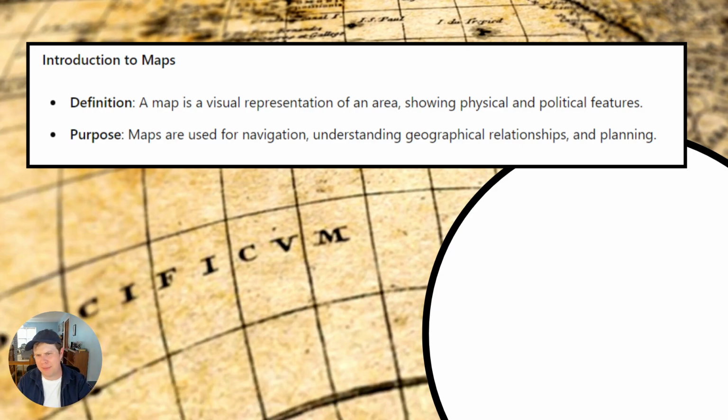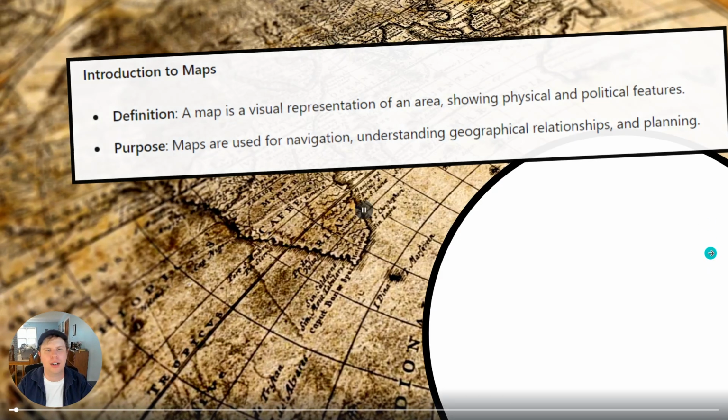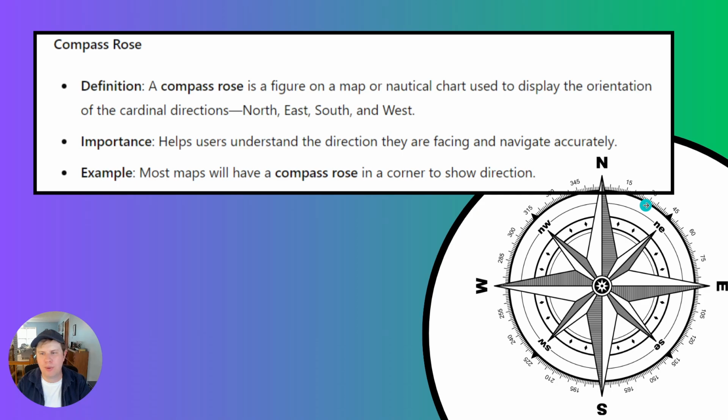Maps are used for navigation, understanding geographical relationships, and planning. Today, you're probably going to hop on your phone, go to Google Maps or Waze or Siri and look up directions to a place, and it's going to help you get there whether you're driving or walking or whatever. Of course, in the past, throughout history, you've always had maps to help you get places when you didn't necessarily have other forms of technology to help you out. Maps are extremely important throughout time and are still important today.